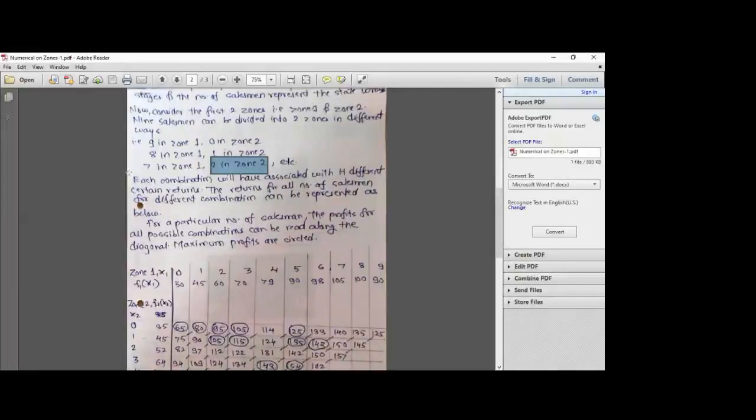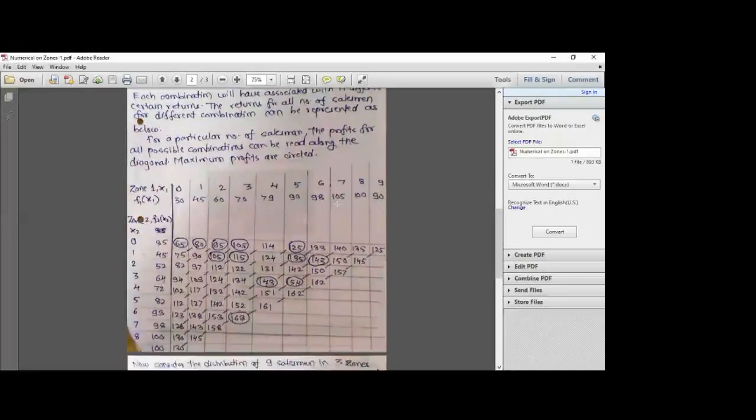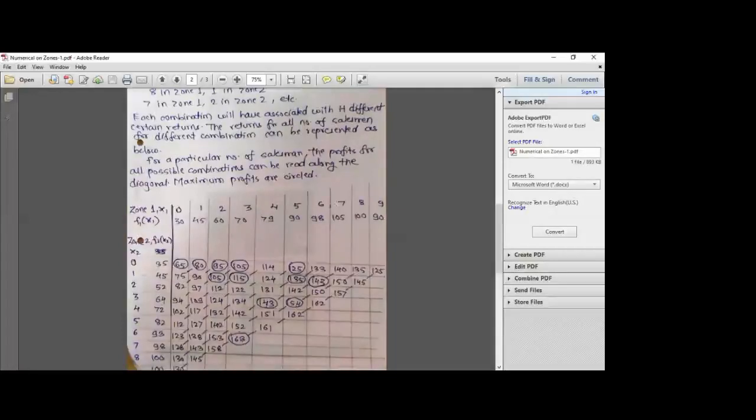So each combination is associated with certain returns, and the returns for all the numbers of salesmen for different combinations can be represented as below. What I have done is represent it in this particular manner. It is a very easy representation. I will tell you how to read this and how we can extract the maximum data through this.